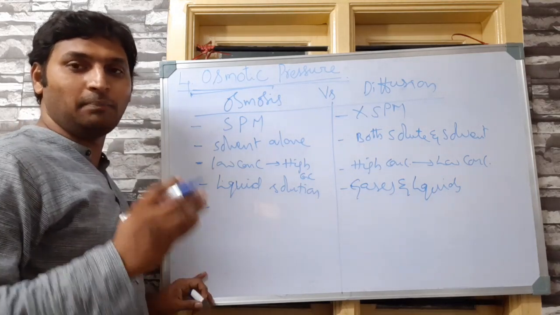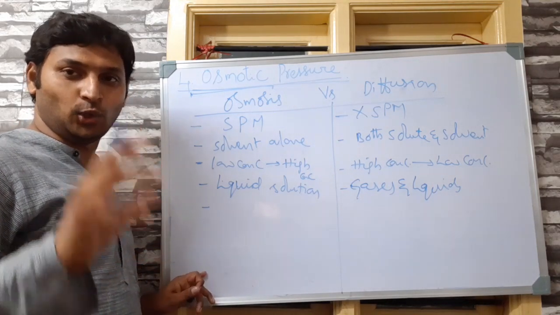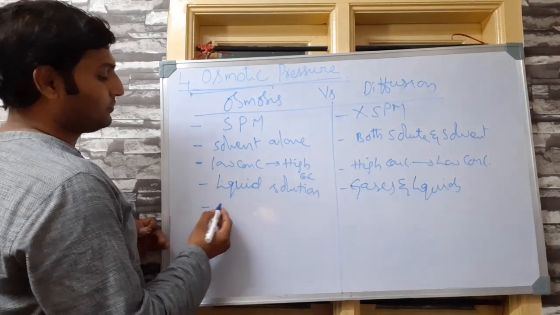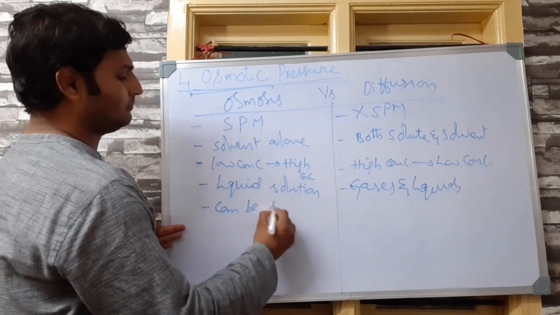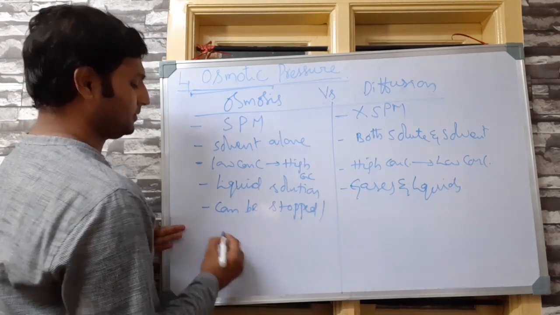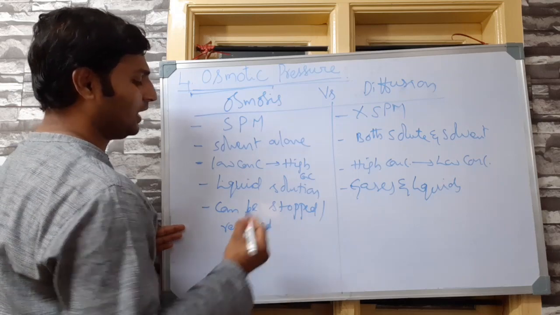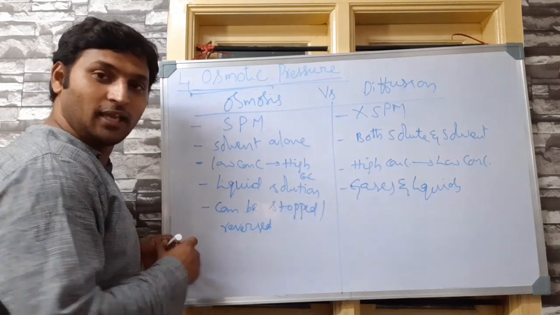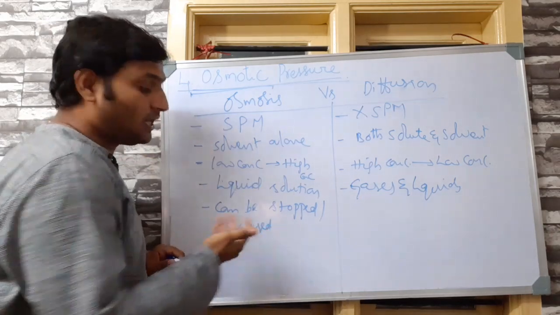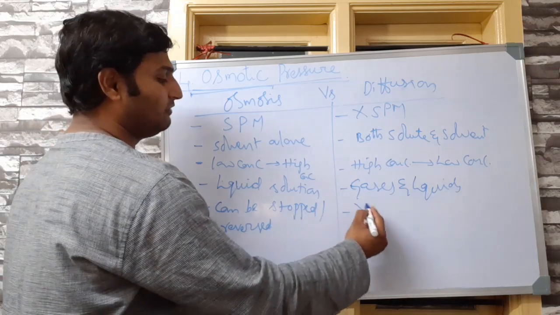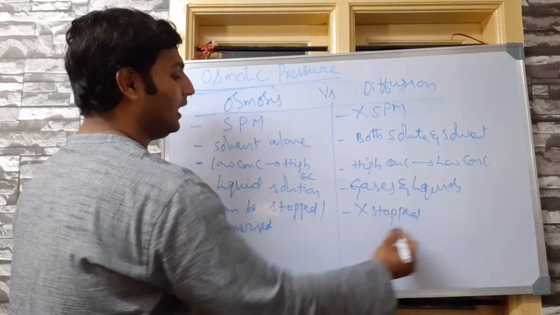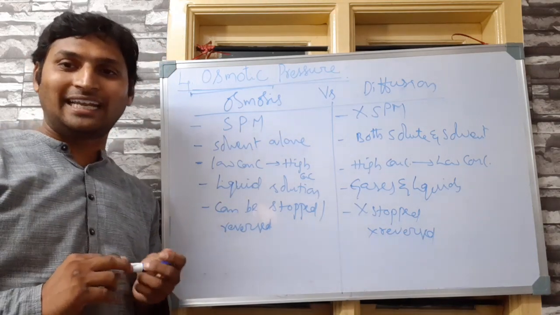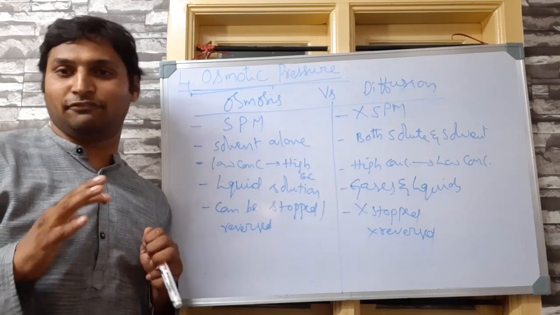Then another important thing to be noted here is, osmosis can be stopped, and can even be reversed. Just now I told you. See, if you apply an external pressure exactly equal to the osmotic pressure, it will be stopped. If you apply pressure more than the osmotic pressure, it can be reversed. But diffusion cannot be stopped or reversed. These are the important differences between osmosis and diffusion.